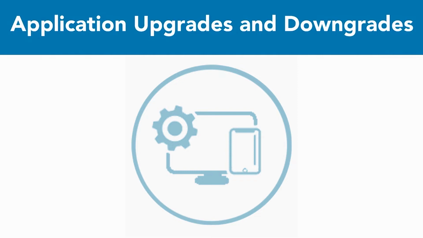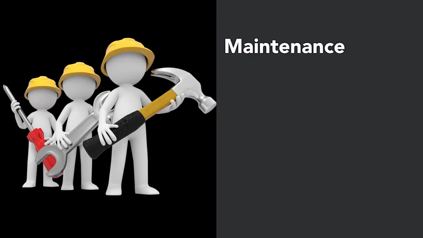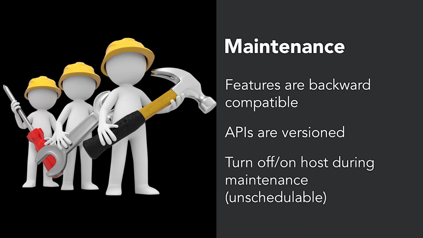Application upgrades is one area where the Kubernetes project has done a lot of pioneering work. Application upgrades are supported out of the box, as well as rollbacks. When it comes to Kubernetes maintenance and upgrades, Kubernetes features are always backward compatible for a few versions. All APIs are versioned, and when upgrading or running maintenance on a host, you can unschedule the host so that no deployments can take place on it. Once you're done, you can simply turn the host back on and schedule deployments or jobs.